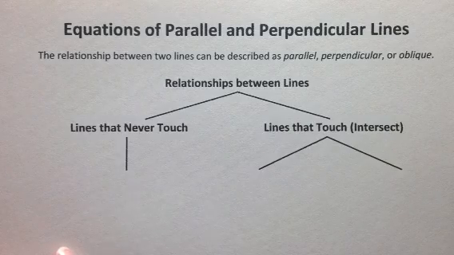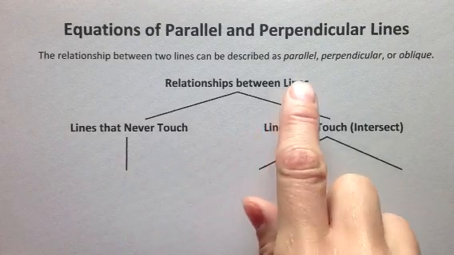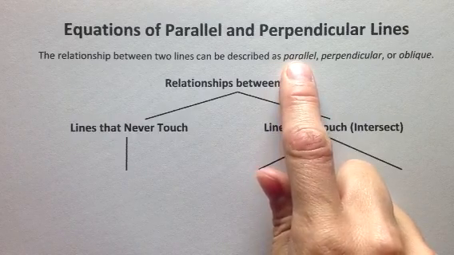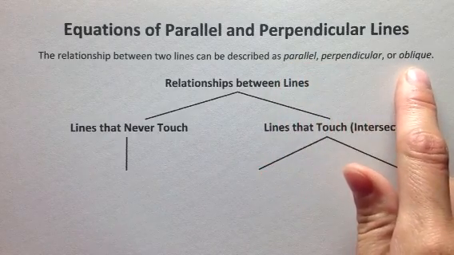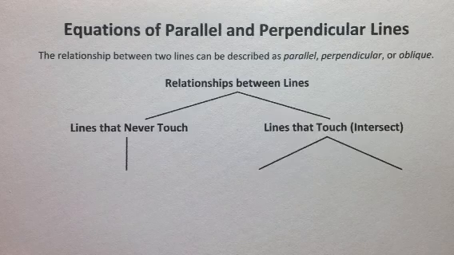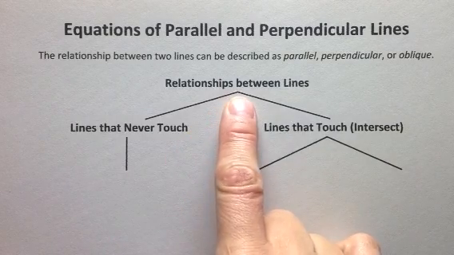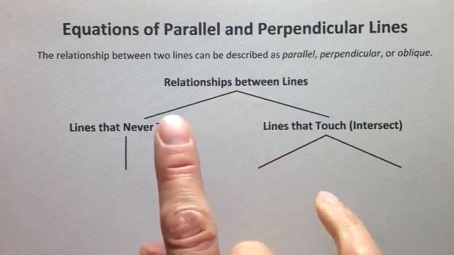Okay, I'd like to talk some more about different relationships between lines. When we talk about two lines, they can either be parallel, perpendicular, or oblique. Another possibility is actually that they are the same line. So when we talk about the relationship of two lines, they can do one of two things.